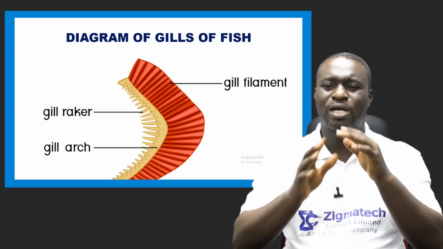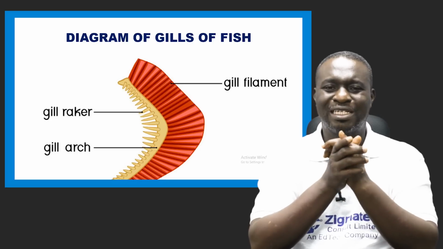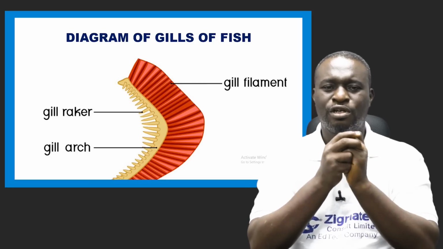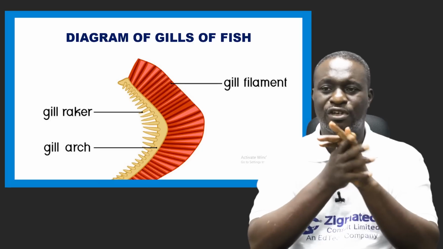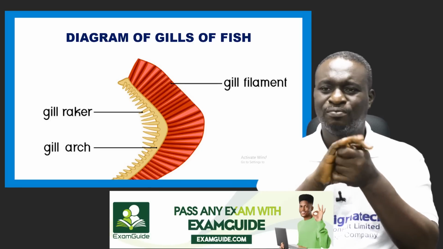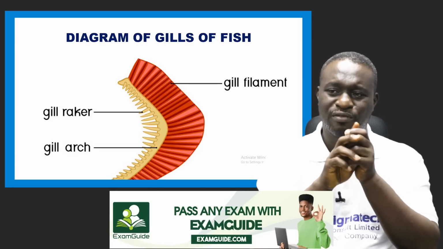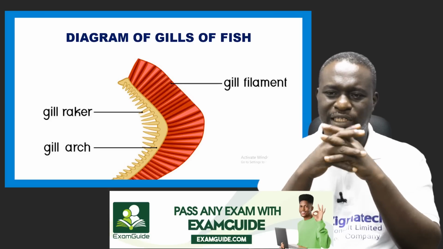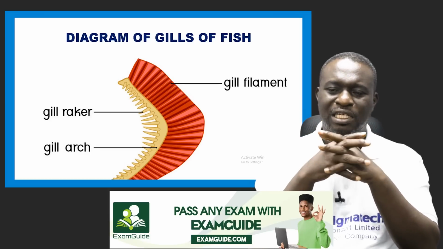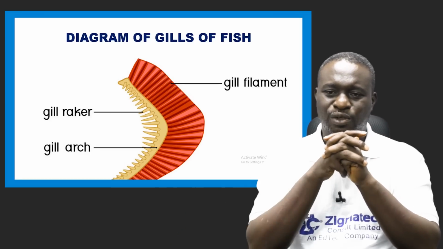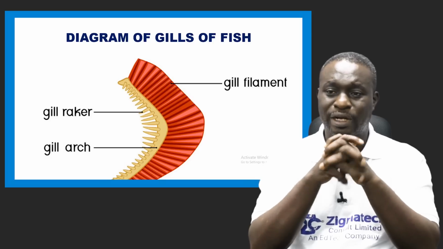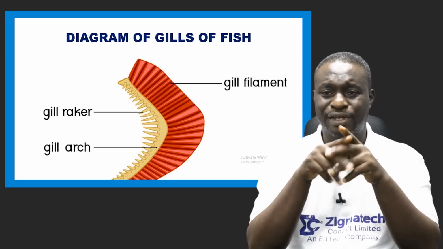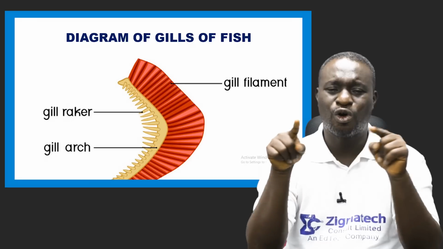But let's take a look at the structure of the gills of the fish. You can see with me, that is the diagram of the gills of the fish. You see the gill filament, you can also see the gill rakers, you can also see the gill arc. So please take note while drawing. As you can see in the drawing, the lines are all horizontal.